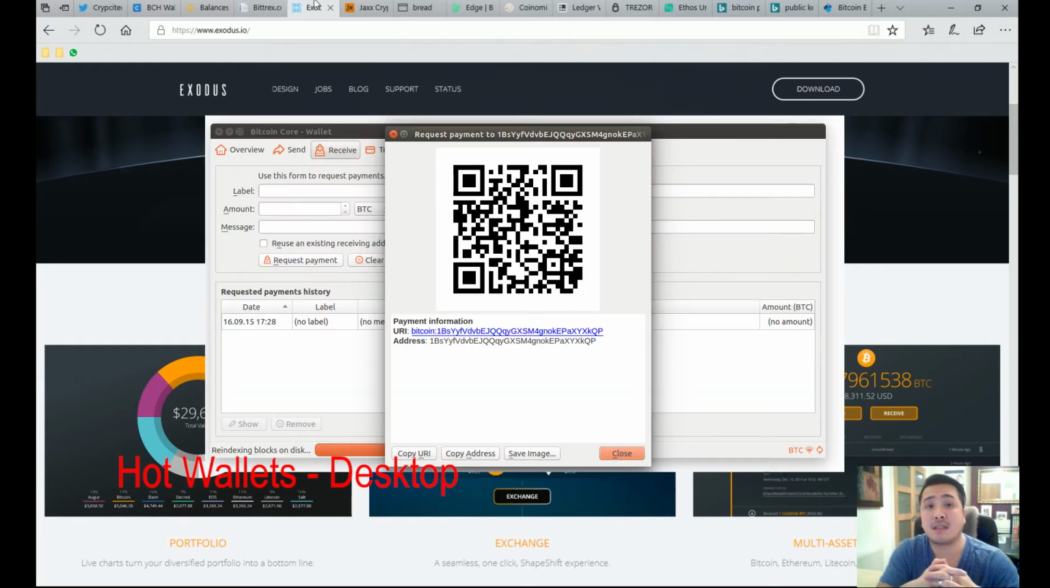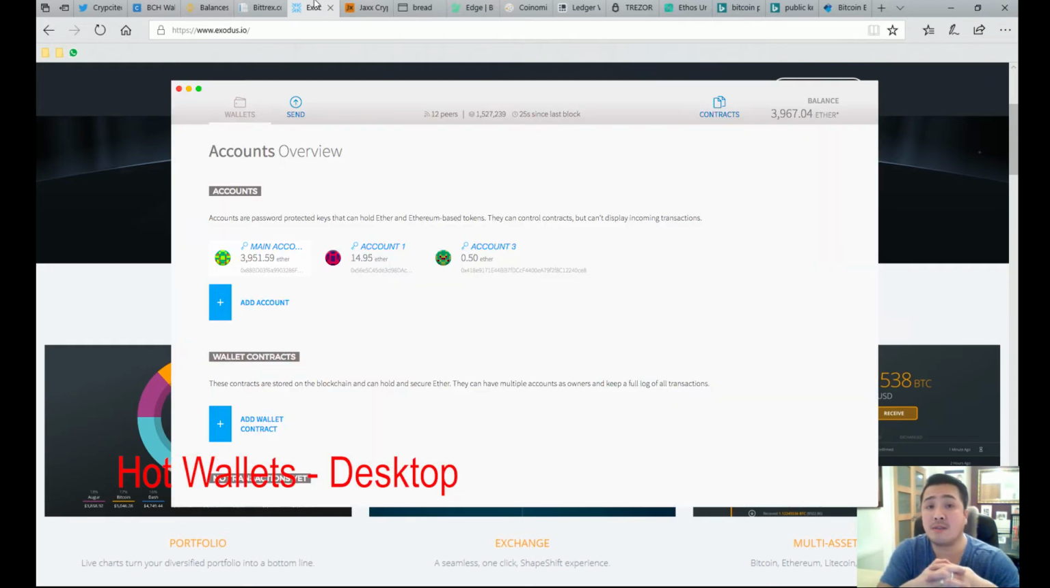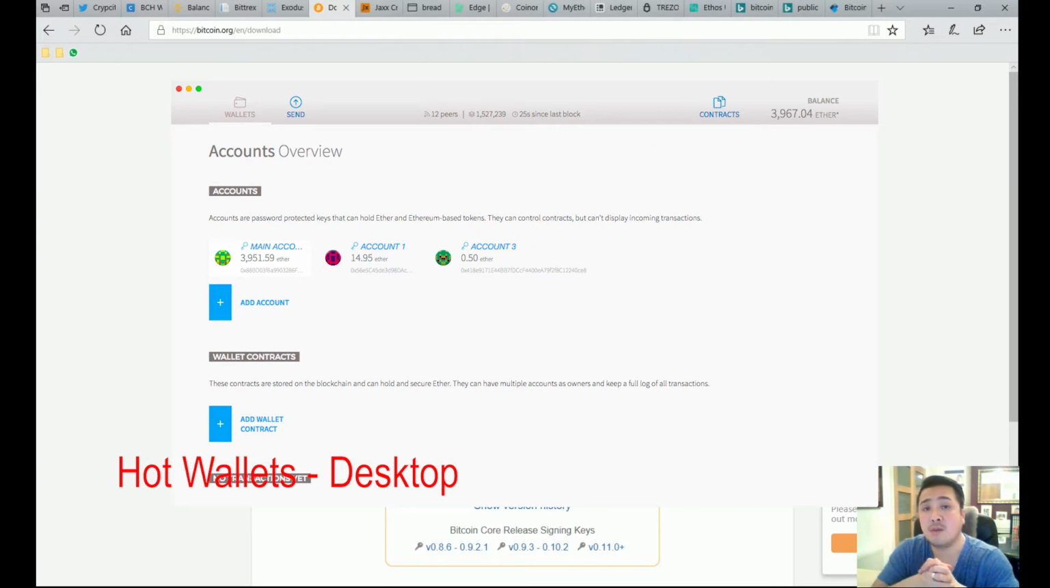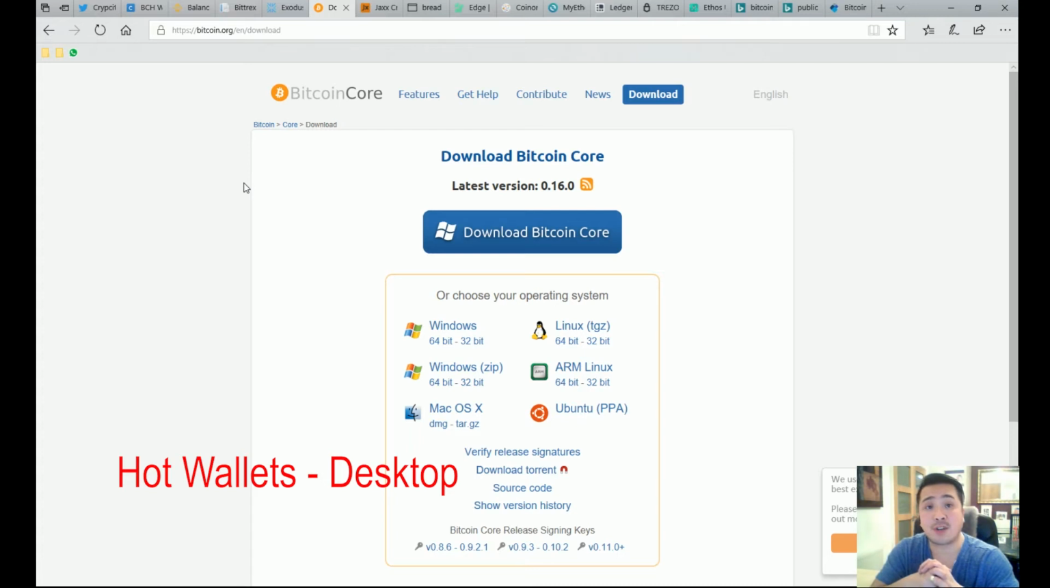Now, apart from Exodus and Jaxx, which are multi-asset wallets, you've got Qt wallets from the cryptocurrency itself, such as the Bitcoin Qt wallet or the Ethereum Qt wallet. So what are Qt wallets? Well, Qt wallets are essentially wallets that allow you to set yourself up as a node on a network. For example, if you're on Bitcoin or Ethereum and you download a Qt wallet, you can essentially set yourself up as a node and verify transactions on the blockchain. It would mean that you would need to download the blockchain and have a lot of hardware storage.